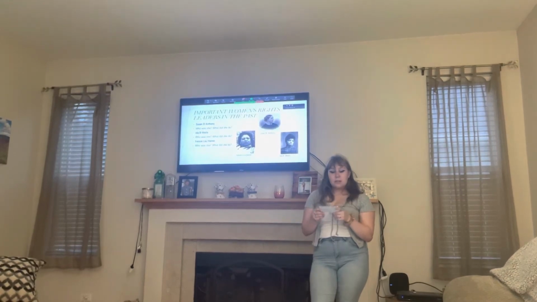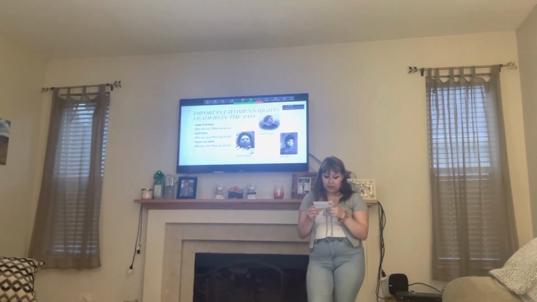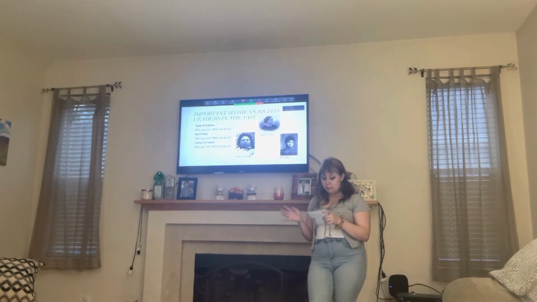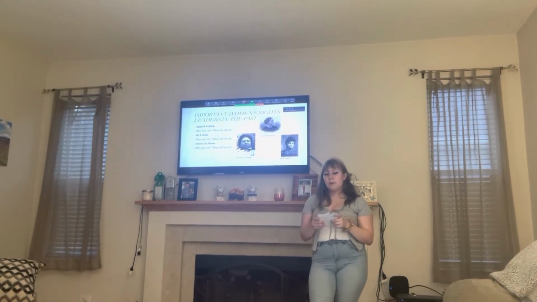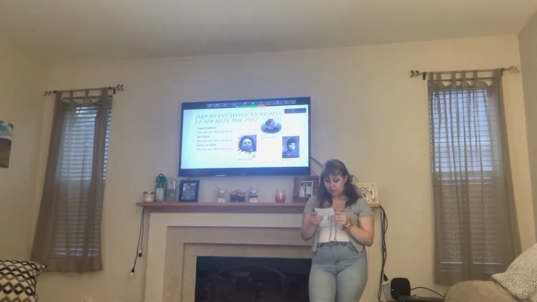Ida B. Wells was an African-American journalist and one of the most prominent early civil rights leaders and was a founding member of the NAACP.